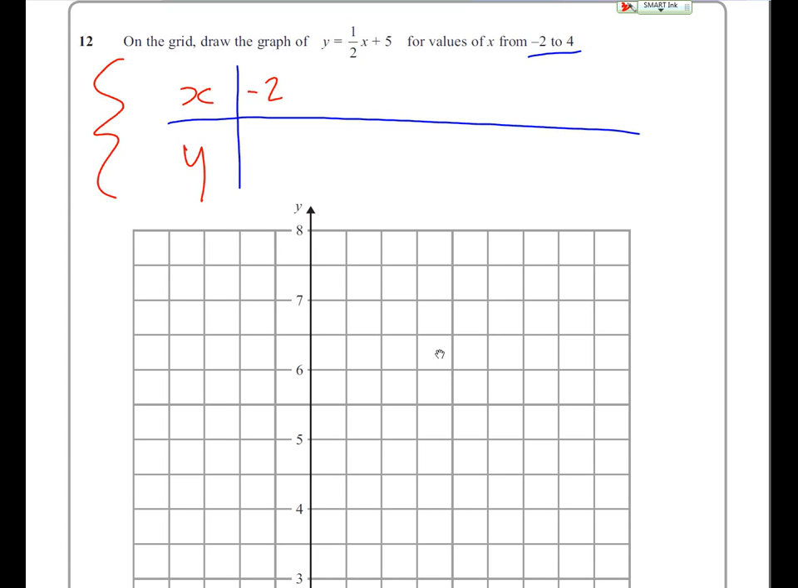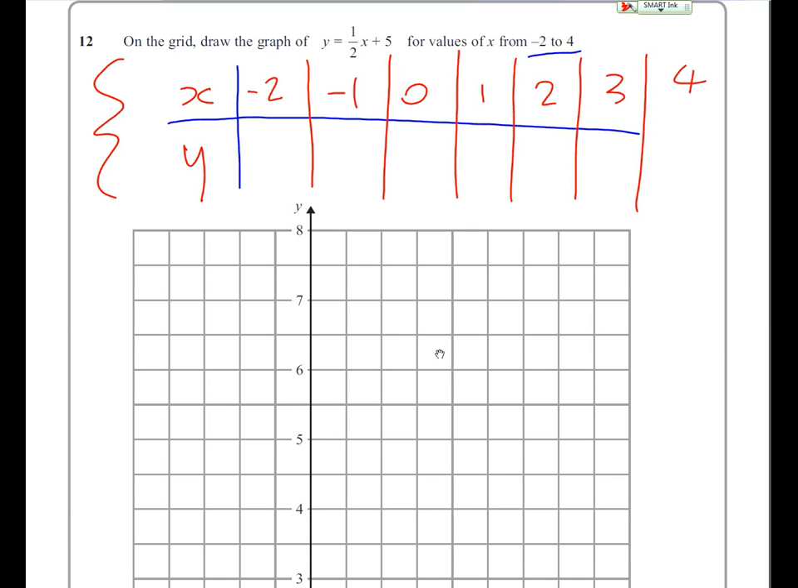-2, -1, 0, 1, 2, 3, 4. And now we have to figure out the y values to plot onto our graph. So we do a half of x and then add on 5. A trick I do, because I'm used to seeing these equations, I can see this as a linear equation, if you've ever seen that term. So I'm going to explain what pattern we're going to get in a minute. I start on the easy ones. So I'm going to start on 4. I'm not going to start on the negatives.